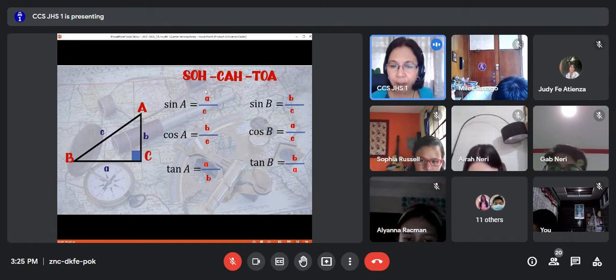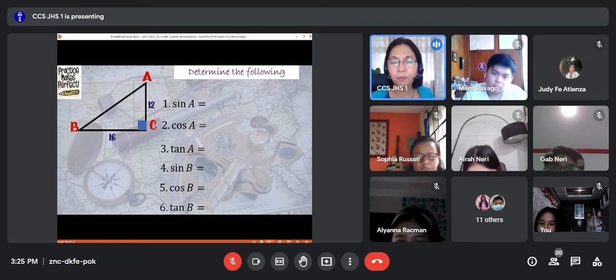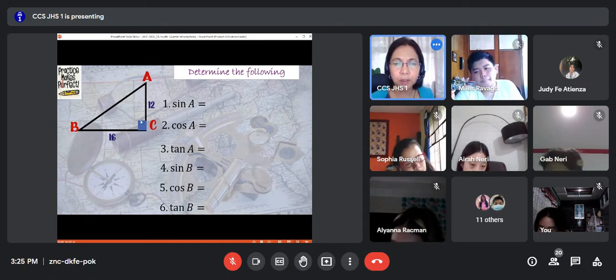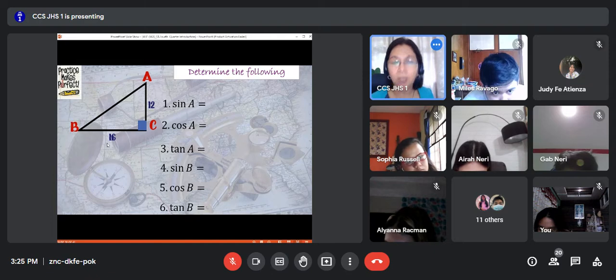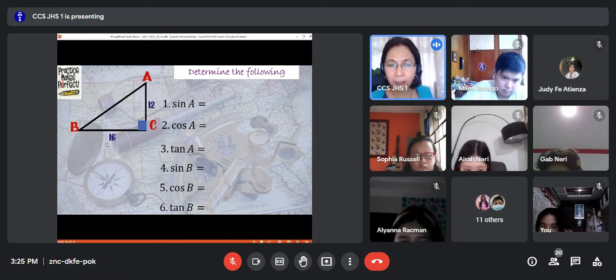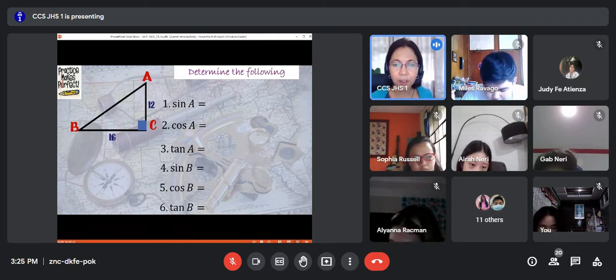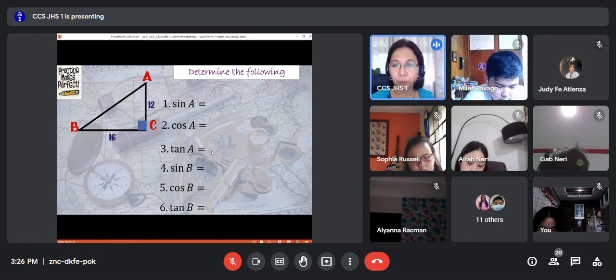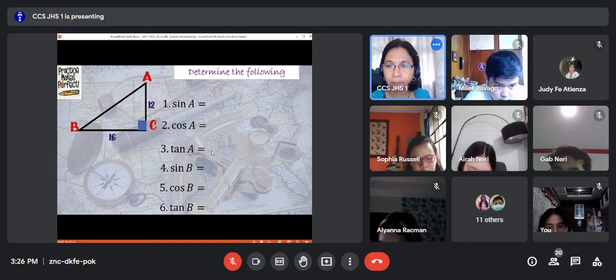Now, what are the other three? What are the other three trigo ratios? Before we go to the other three, let's solve this one first. Determine the following. Given the triangle with dimensions 12 and 16. Find sine A, cosine A, tangent A, sine B, cos B, and tan B. What will you do first? What's your first step here?